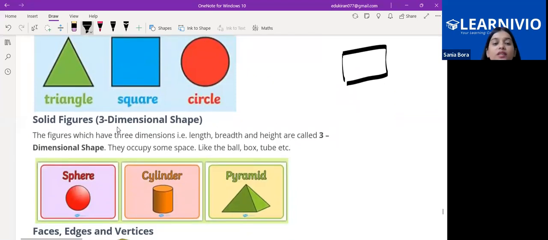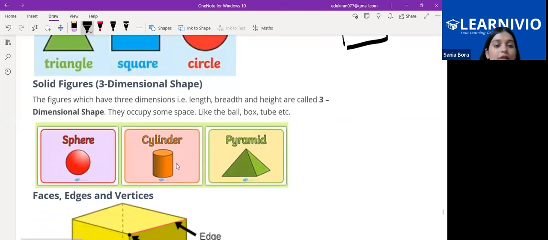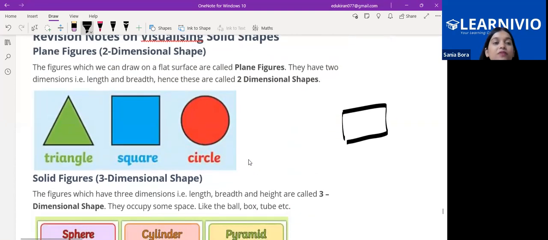Now, solid figures have three dimensions. The figures which have three dimensions, like length, breadth and height, are called three dimensional. They occupy some space, like the ball, box and tube. So sphere, cylinder, pyramid, they are 3D shapes. Okay, clear everybody? So in case for one mark the question comes, is a circle a 3D shape, you will say no, because it has only the circumference, right? It doesn't have any height or anything. That's why it is 2D, right?